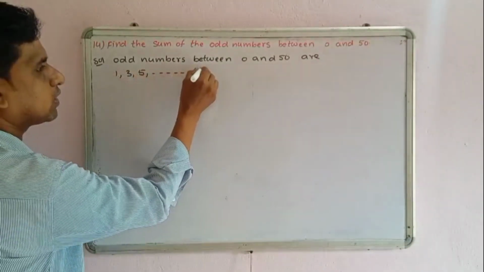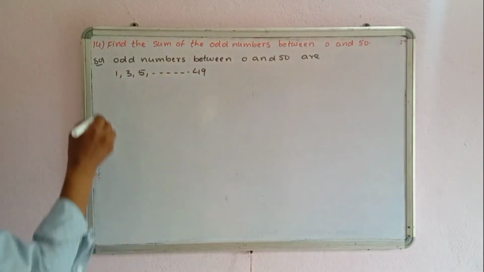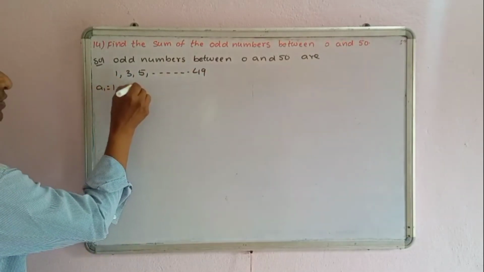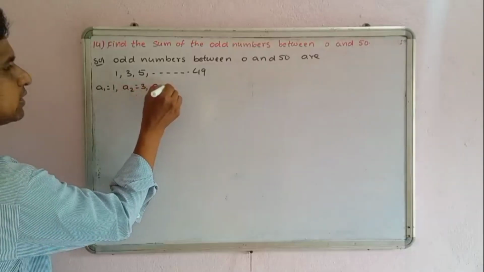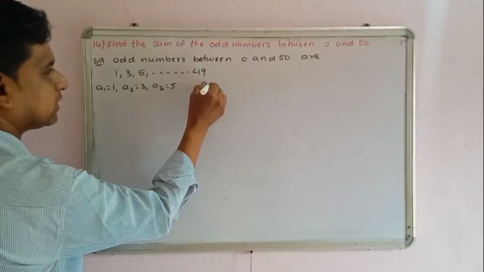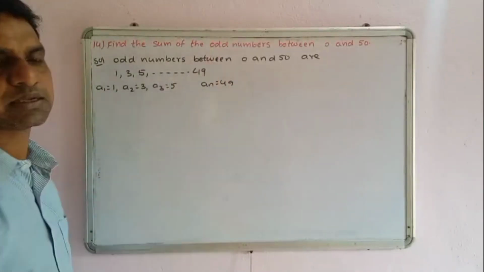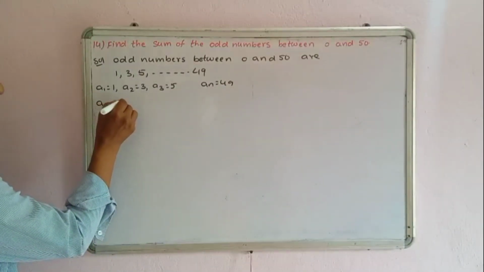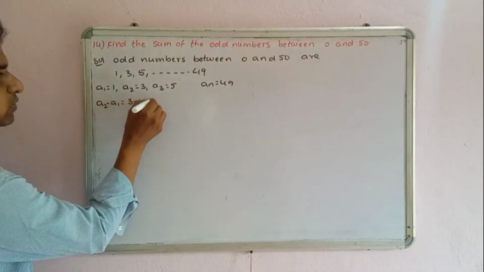So on, 49. Okay. So here a1, the first term, is 1. a2 is 3. a3 is 5. an is 49. I don't know which number it is. Okay. So first find a2 minus a1. That is 3 minus 1, 2.